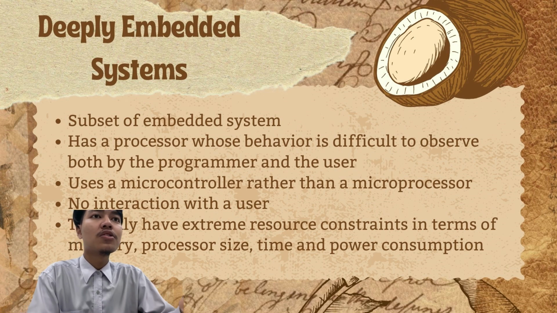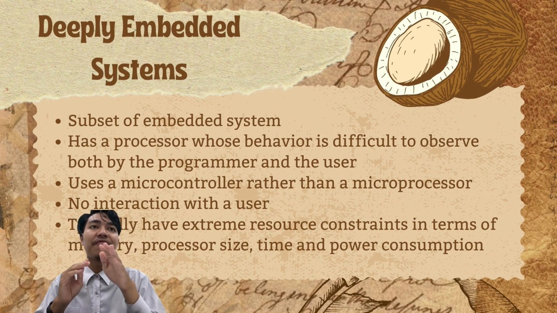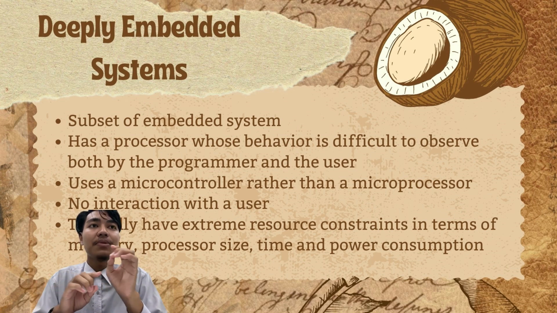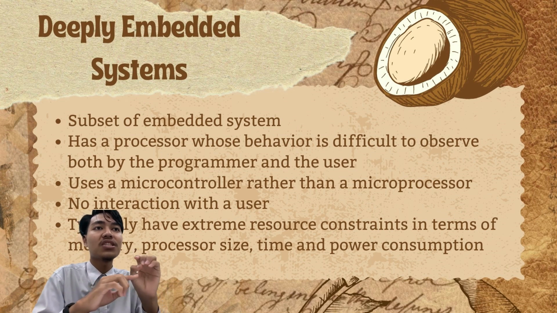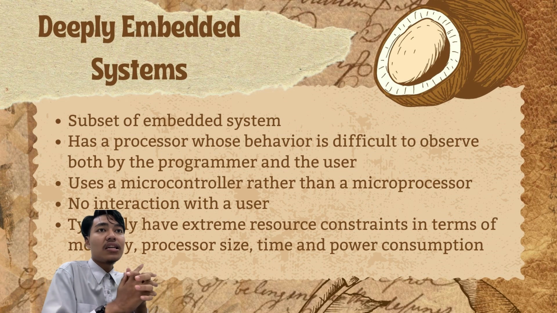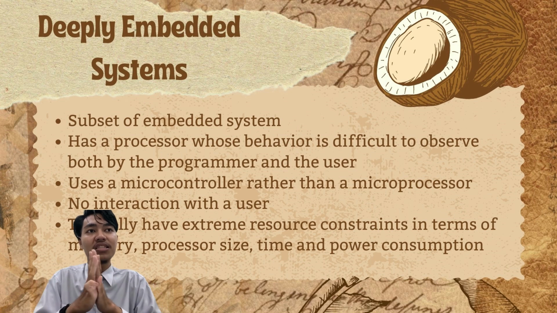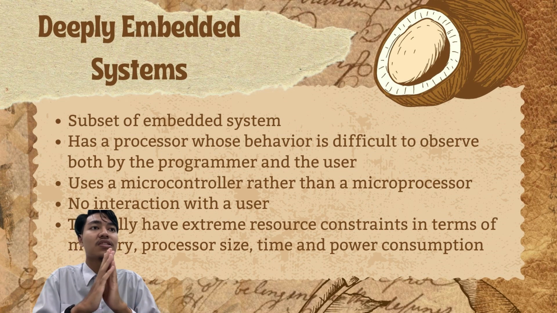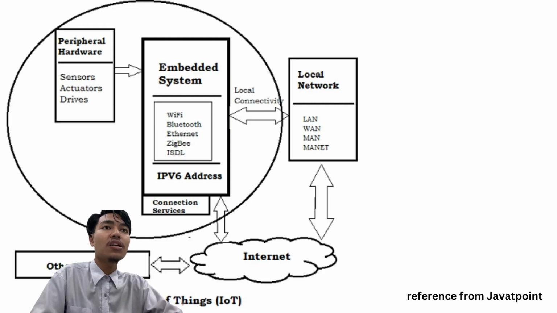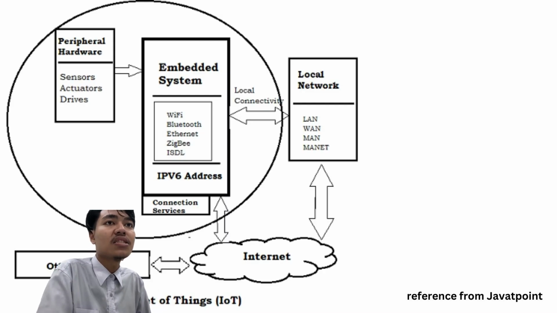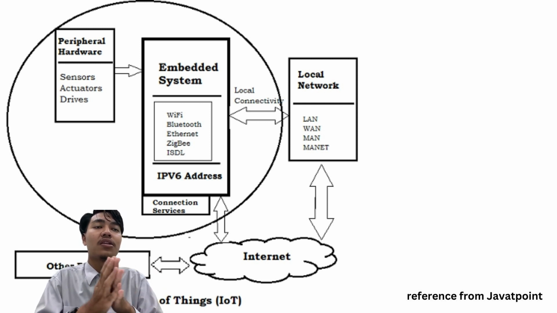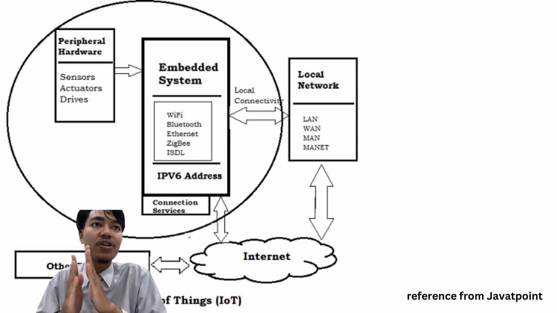So as connecting to the IoT, they also have deeply embedded systems. Deeply embedded system is a subset of embedded system and has a processor whose behavior is difficult to observe both by the programmer and the user. The deeply embedded systems use a microcontroller rather than a microprocessor. They also have no interaction with a user and typically have extreme resource constraints in terms of memory, processor size, time, and power consumption.